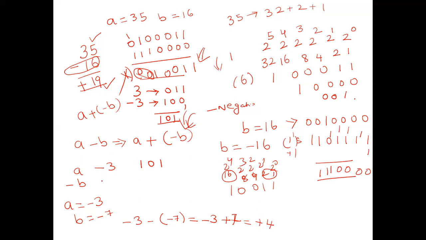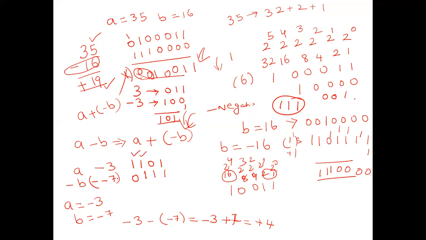And my B is minus 7, but minus of minus 7 will become plus 7. So what is the representation of plus 7? 7 will be represented as 4 plus 2 plus 1, so 1 1 1. Since it is a binary signed number, I have to add one more 0. So 4 bits are used to represent plus 7, and for a negative number I will always add a 1 as the MSB.